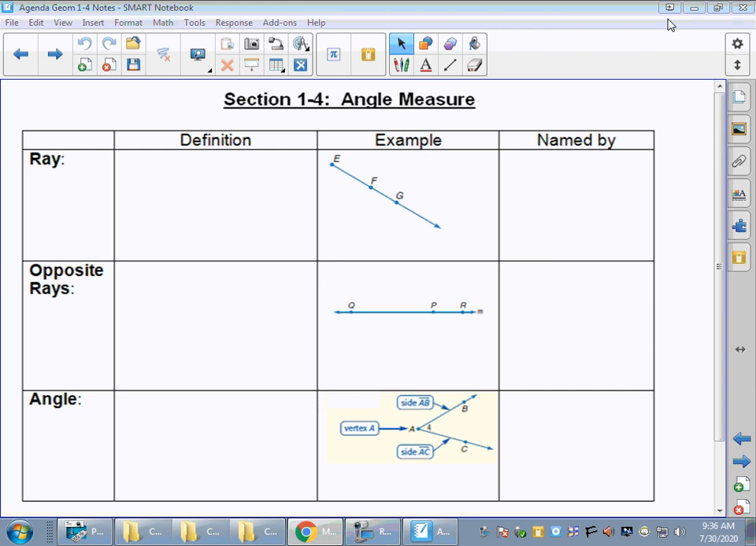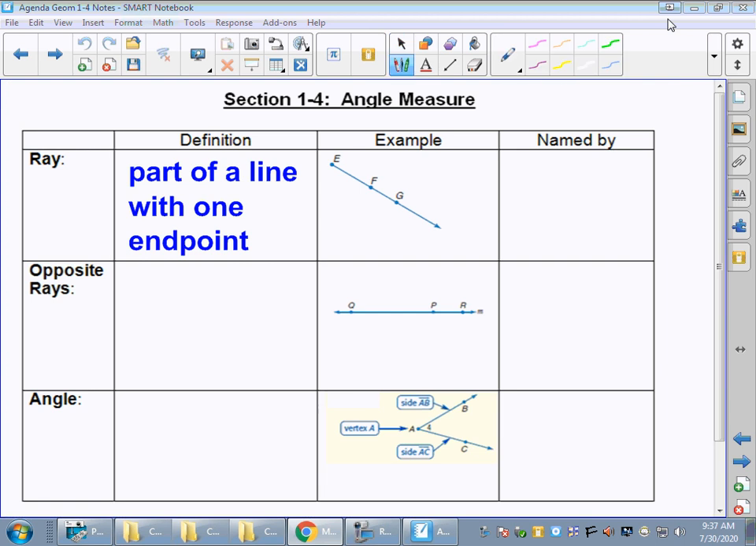So geometry chapter 1, section 4, more terminology, so bear with me on this. We've talked about points, lines, and planes. We've talked about segments, which have two endpoints. A ray is in the same situation as lines and segments. A ray is a part of a line. It only has one endpoint. We can't get a measurement for a ray, but it's got one endpoint and then it goes off in one direction forever.